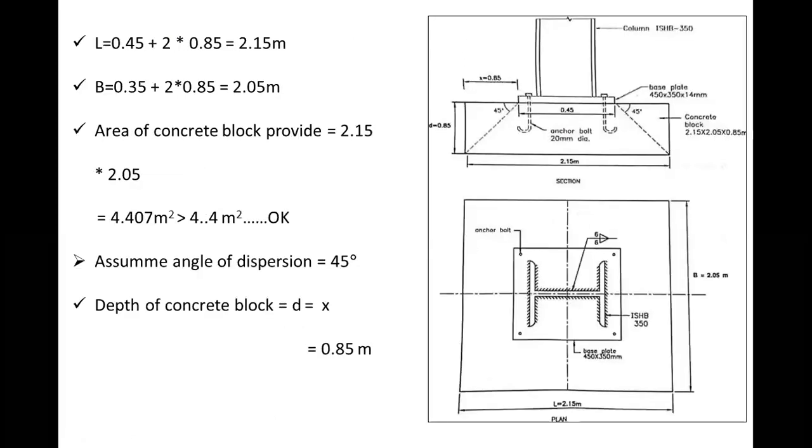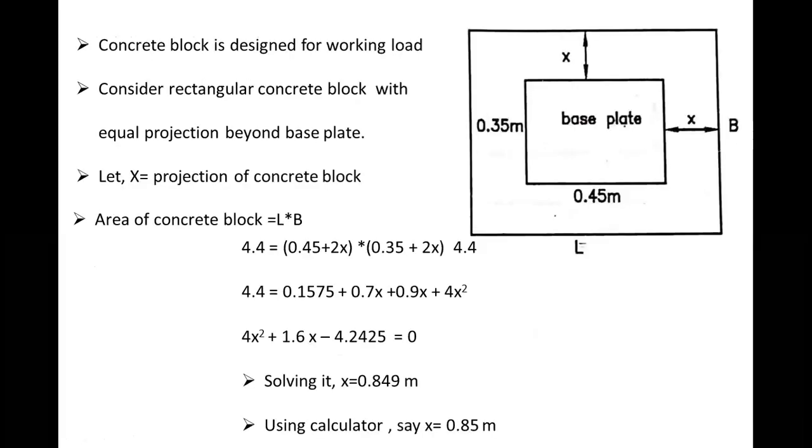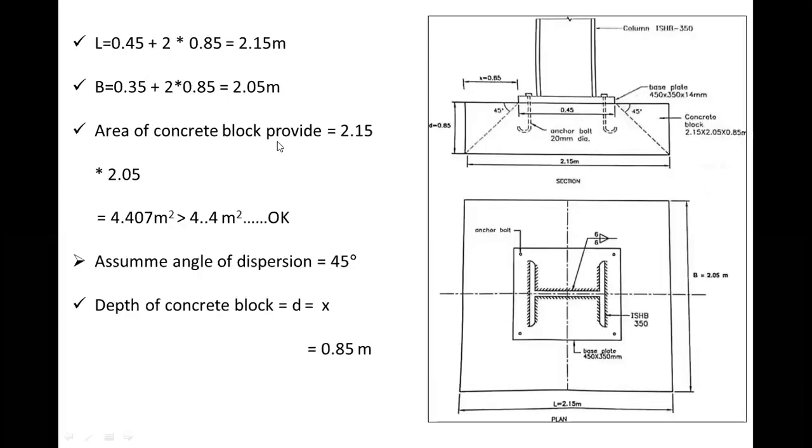Now L is equal to 0.45 plus 2 multiplied by 0.85, right? So here normally summation of this plus X in the next equation, right? So here length and width both are fine, right? So area of concrete block provided is equal to 2.15 multiplied by 2.05, length multiplied by width, right? So our area of concrete block provided, which is 4.407, is greater than 4.4 meter square. Hence, all the criteria which we assumed or the dimensions we found out are okay.